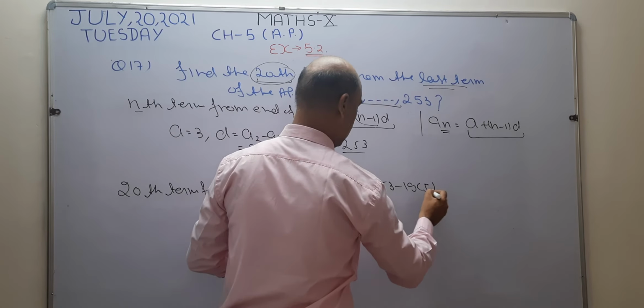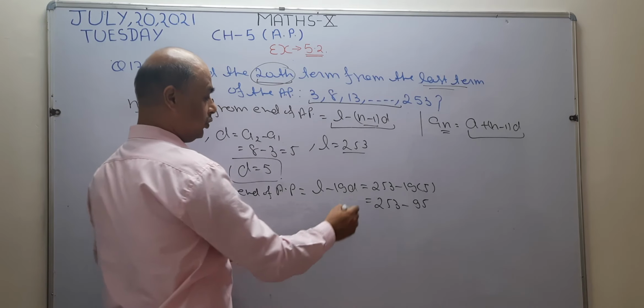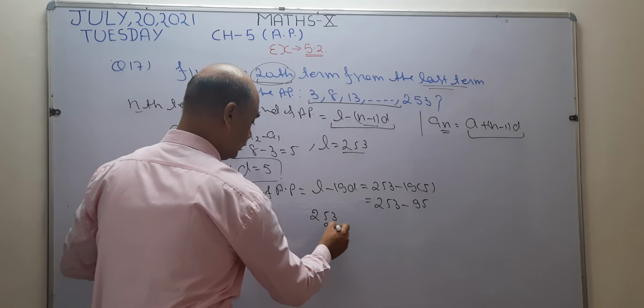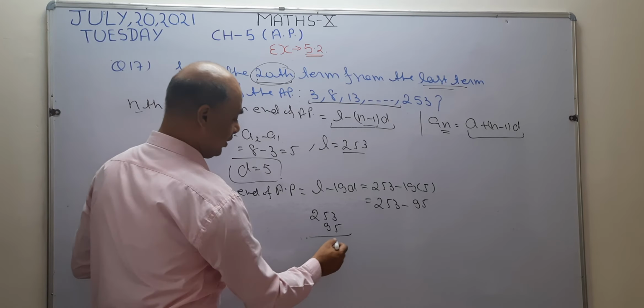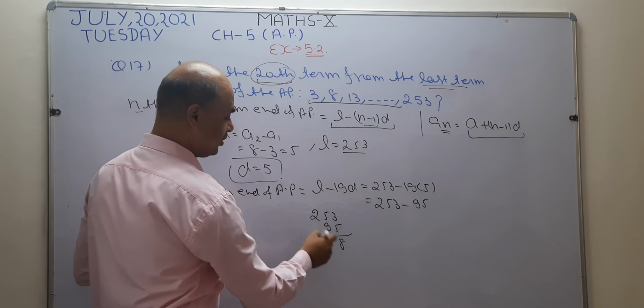Write here 5. Now this becomes 253 minus 19 fives, which are 95. Now I want to subtract 95 from 253. 13 minus 5 is 8. 14 minus 9 is 5. And what is left? 1. So the answer becomes 158. So 158 is the 20th term from the end of the AP. I hope it is clear now.